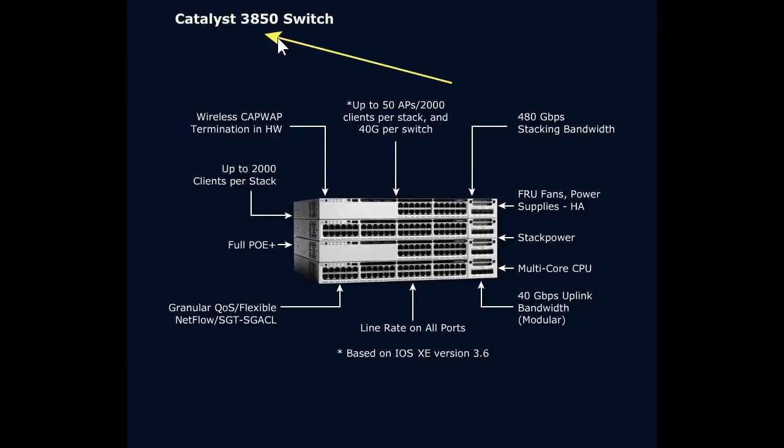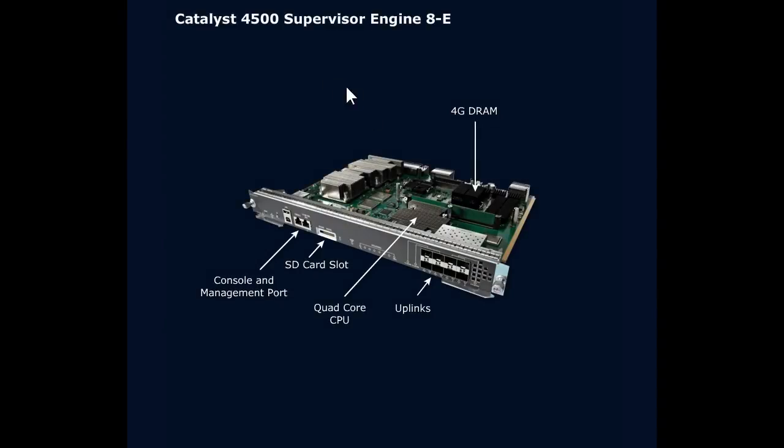But we can get higher than that with the Catalyst 3850. Here we're doubling it to 50 access points and 2,000 clients, 40 gig per switch, 480 gigabits per second in the stacking bandwidth along the backplane, so even faster. So again, stack power-based devices, a little bit more high availability here, multi-core CPU, IOS XE able to manage that quite well, and similar components with power over Ethernet, as well as security, NetFlow and QoS.